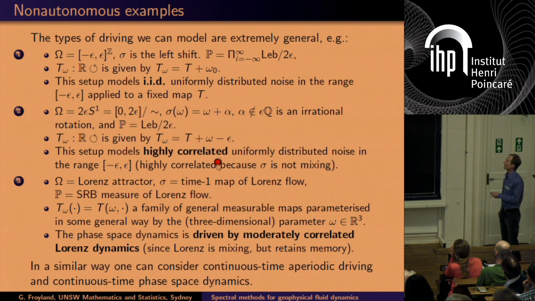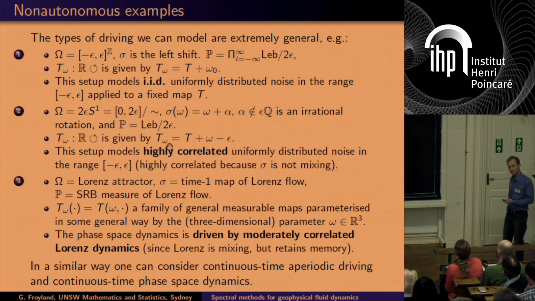Okay, and something more general, and this is going to come up later in the talk, omega could be the Lorenz attractor, and sigma could be, say, the time one map of the Lorenz flow. My measure P could be the SRB measure, the Sinai-Ruelle-Bowen measure of this flow, and T omega could be some general family of transformations depending in some general way on omega. So they're parameterized by this point in R3, which lies on the Lorenz attractor. And here you could say that the phase space dynamics is driven by moderately correlated noise because the Lorenz dynamics is mixing, but it still has memory. So it lies somewhere between these first two extremes.